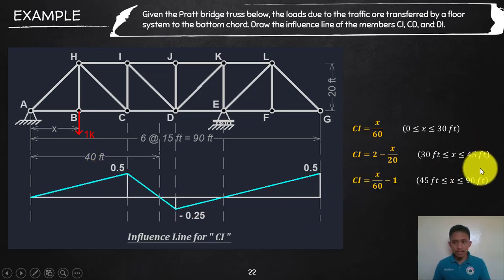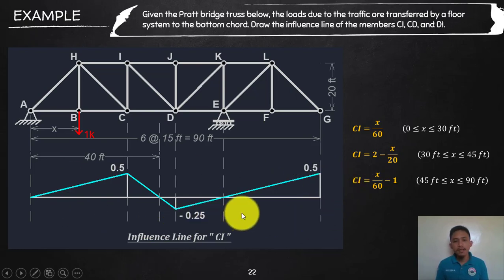And then of course when that is 45, that will now be giving us a negative 1.5. And moving on to the third response, substitute 45, that will be giving us still again a negative 0.25 to make it again continuous. And then lastly 90, that will give us a positive 0.5 or 1/2. So this is the response equation again for member CI.